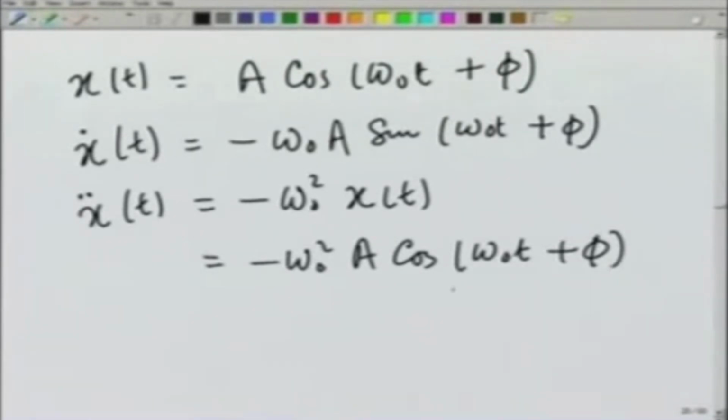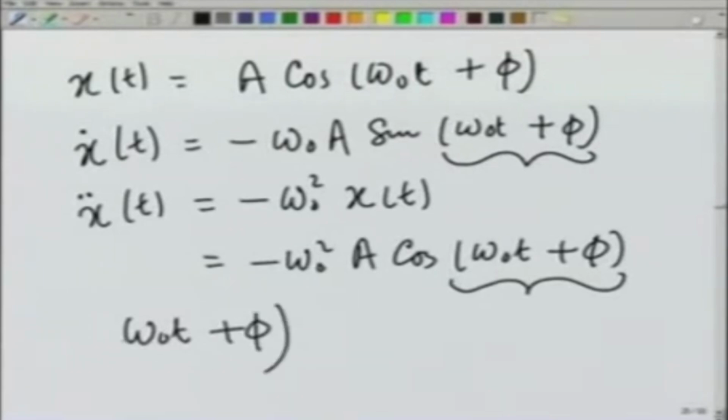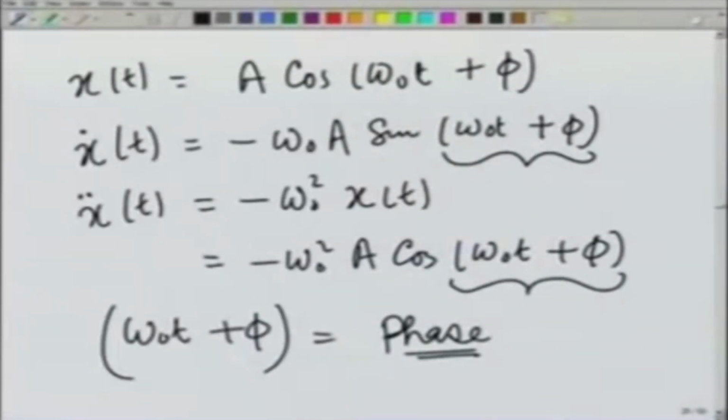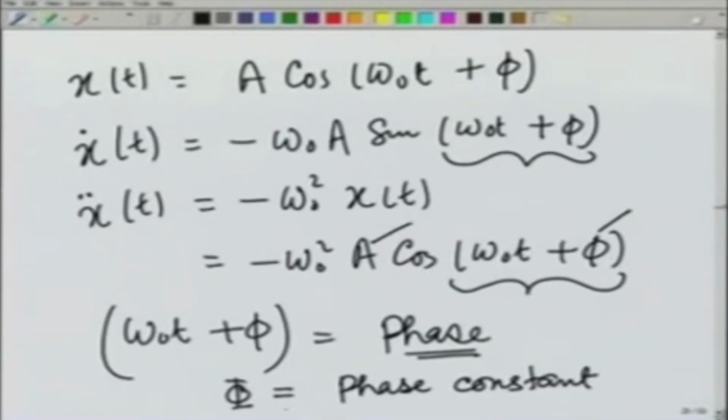Let me now focus a bit on this quantity omega naught t plus phi, which is known as the phase of the oscillation. You can see that the motion finally, or the constants of motion A and phi, depend on the initial conditions. So phi is known as phase constant, and depending on the phase constant, the motion is different with respect to t.